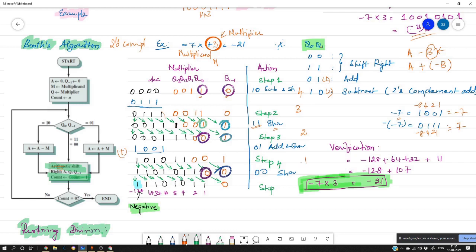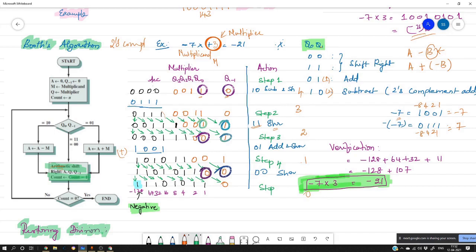When you decrement the count, it has not become 0, it is still 1, a non-zero value, so you apply the operation again, comparing the values in Q naught and Q minus 1. They are both 0. If the bits are similar, just shift. So we shift the 0 here and shift all the other bits right by 1 position, and preserve this bit 1. Now you decrement the count, which becomes 0, so you stop. You're not going to do anything further.